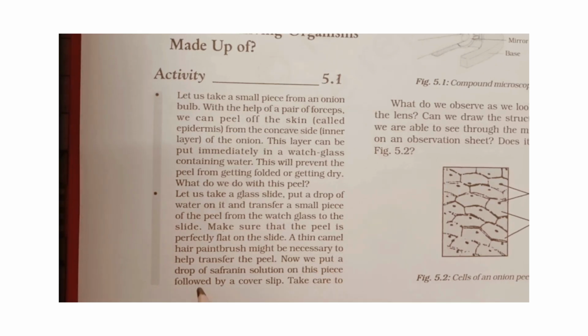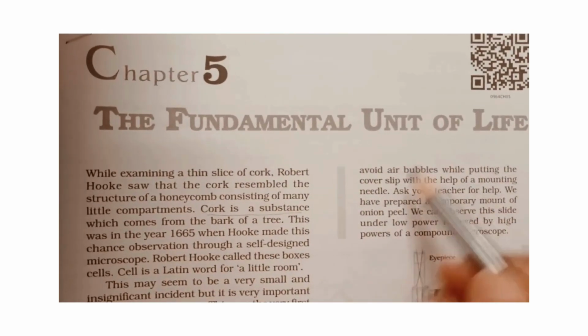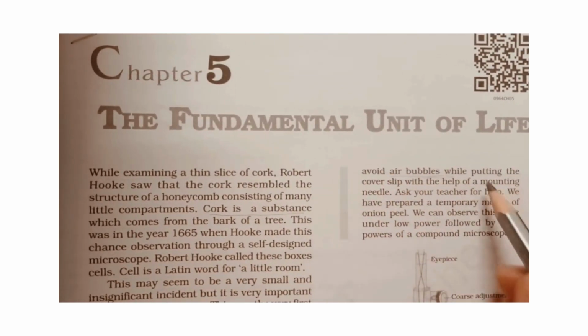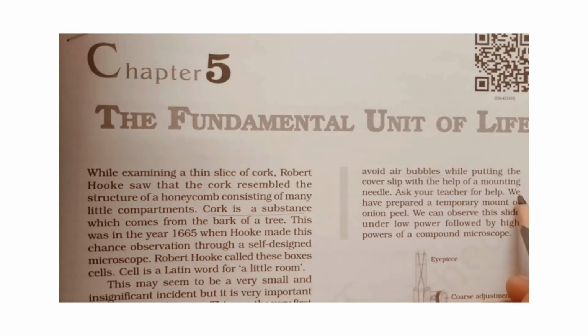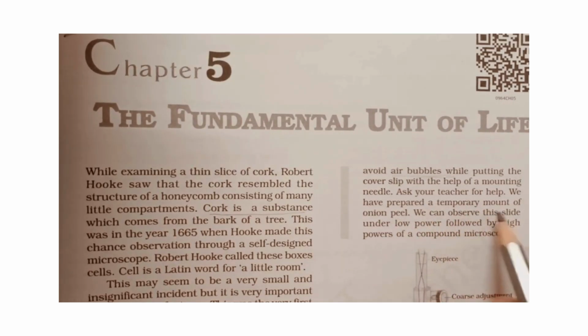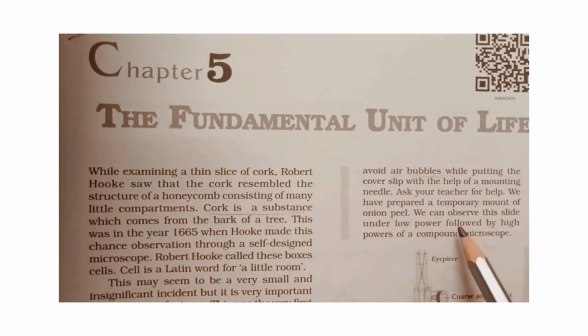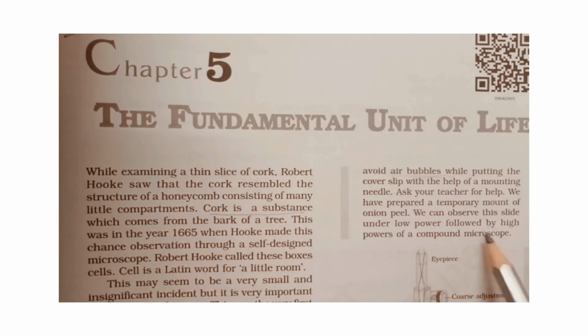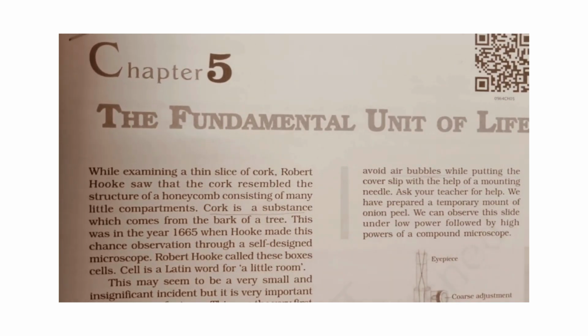Now we put a drop of safranin solution onto this piece followed by a cover slip. Take care to avoid air bubbles while putting the cover slip with the help of a mounting needle. We have prepared a temporary mount of the onion peel. We can observe the slide under low power followed by high power of a compound microscope.